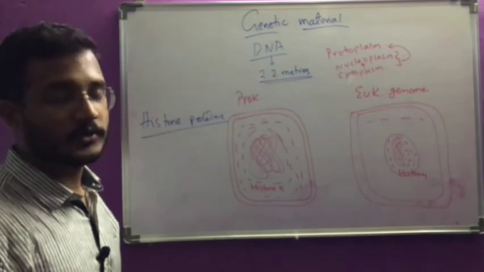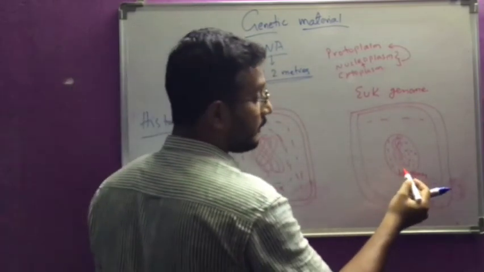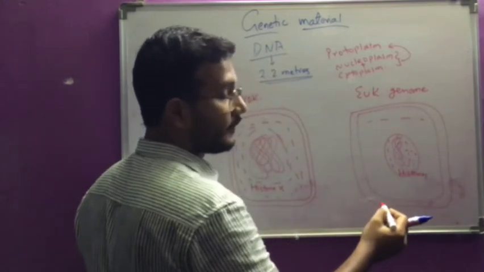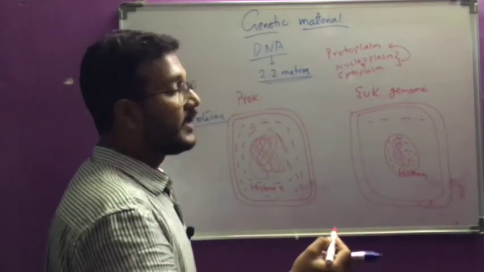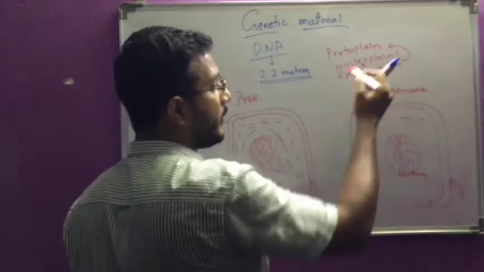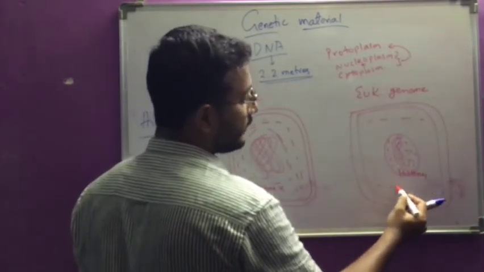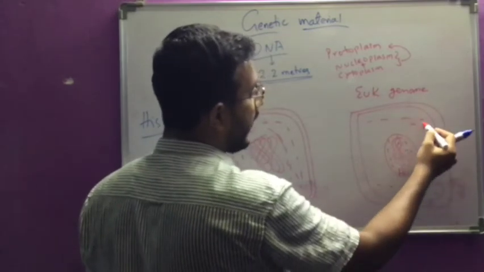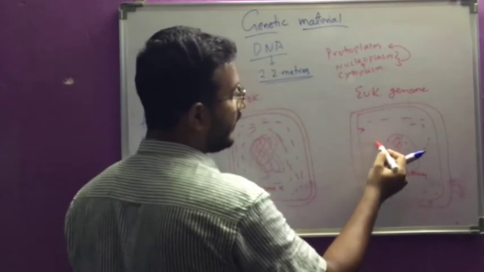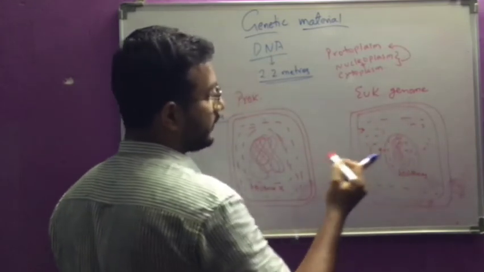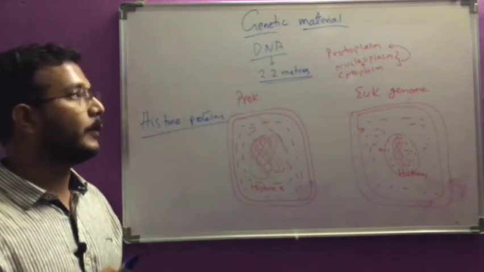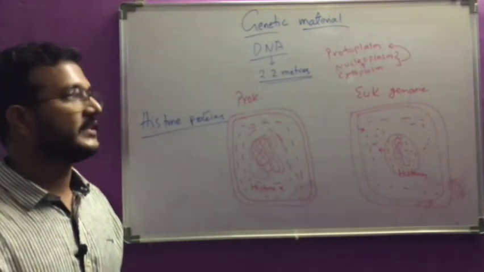Now what is nucleoplasm? The protoplasm which is present inside the nuclear membrane. The watery, fluid material present inside the nuclear membrane is nucleoplasm, and the fluid which is outside the nuclear membrane and inside the plasma membrane is known as cytoplasm. So this is the basic difference we have to know: what is protoplasm, what is nucleoplasm, and what is cytoplasm.